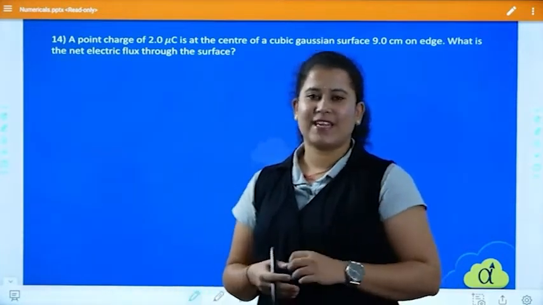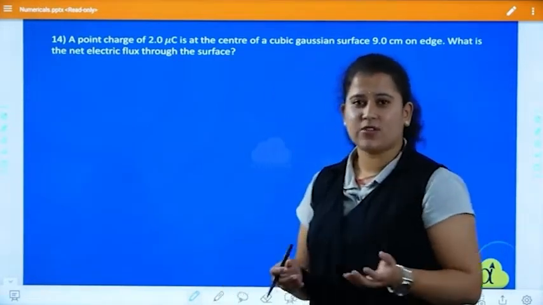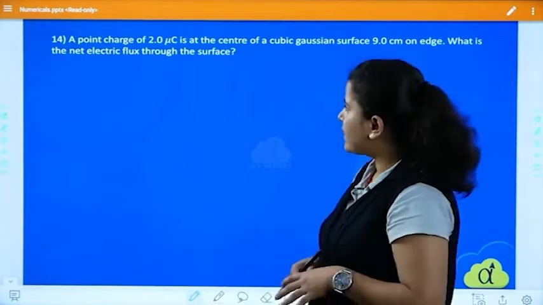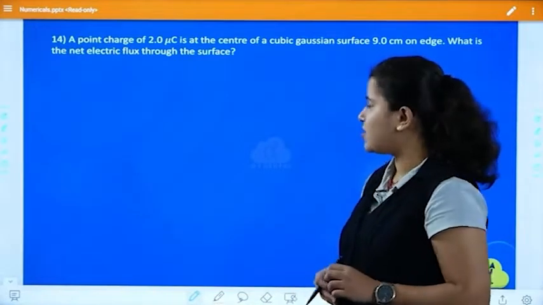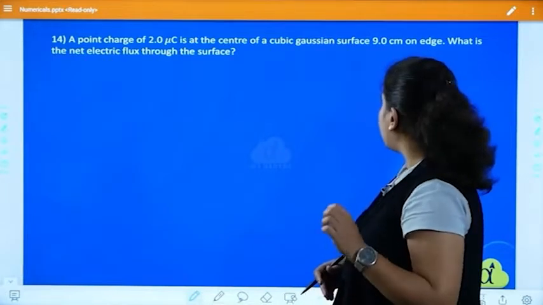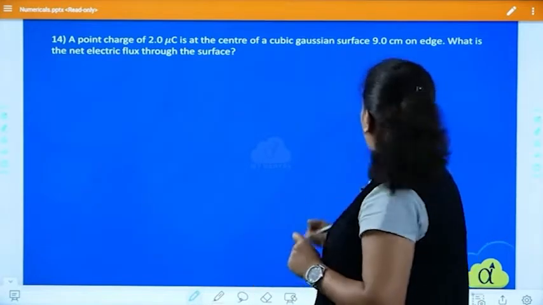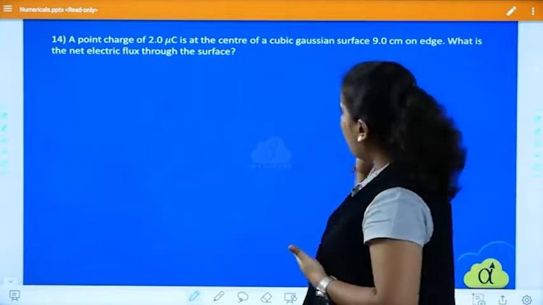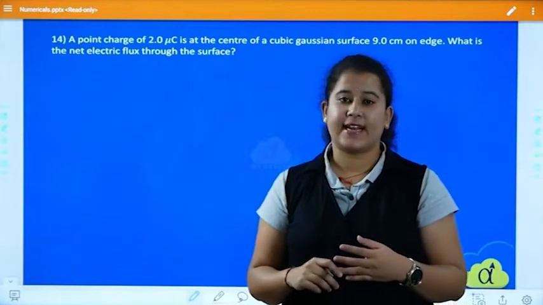Okay, so moving on to the next question. It is a very easy one, and you can solve it, and it has to be logically treated also. A point charge of 2.0 microcoulomb is at the center of a cubic Gaussian surface, 9 centimeter on edge. What is the net electric flux through the surface? I have to find out the net electric flux.